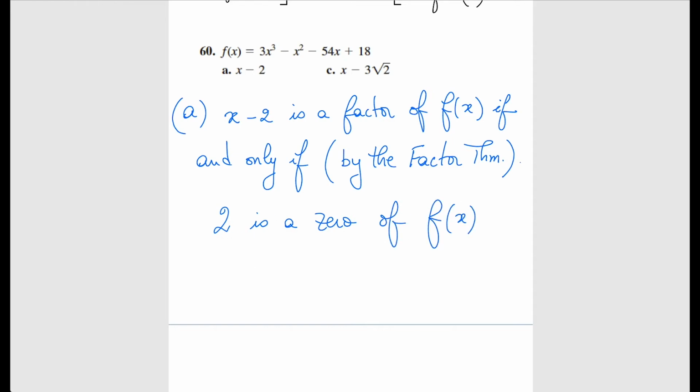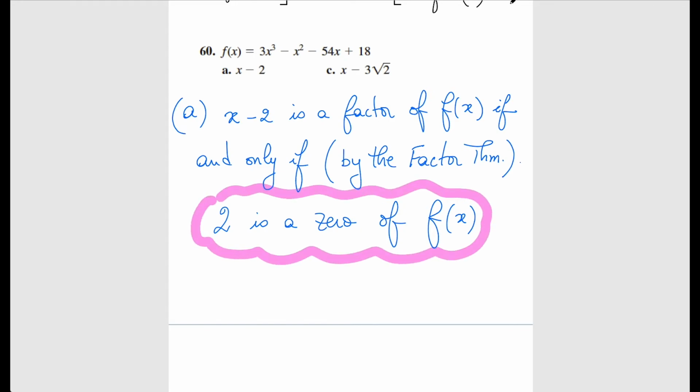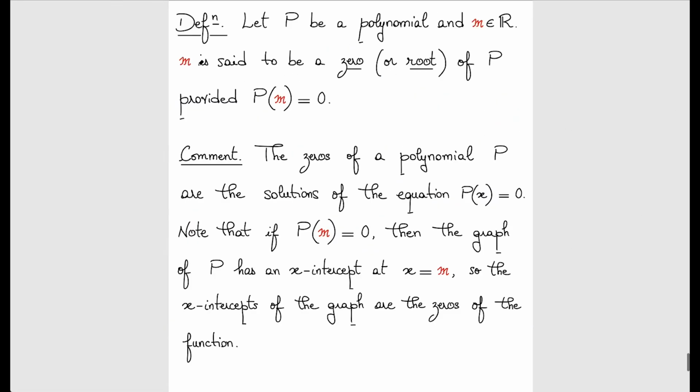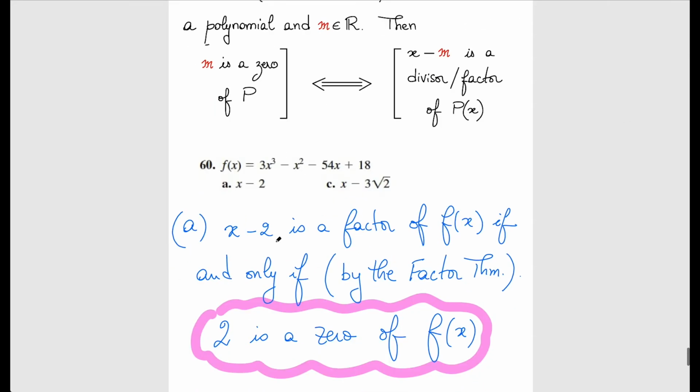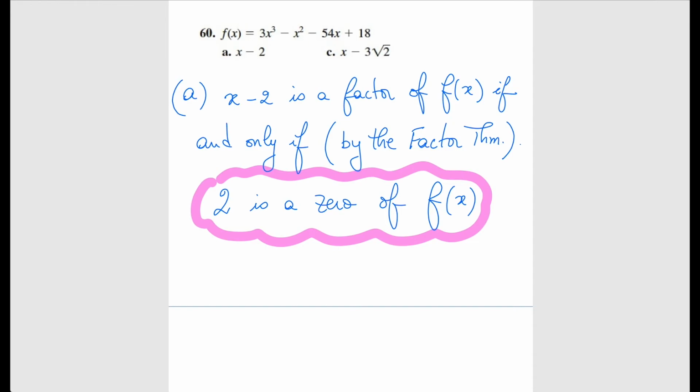And what does it mean? What does this mean? 2 being a 0 of f of x again. Let's go back to the definition. What does it mean for m to be a 0 of a polynomial? It means that if you evaluate the polynomial at this number, you get the output 0. Correct? So back here, this means that f of 2 is equal to 0. If I manage to show this, then x minus 2 becomes a factor of f of x. Okay? Let's do that.